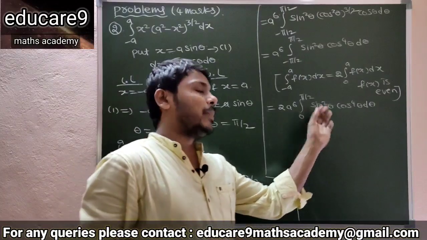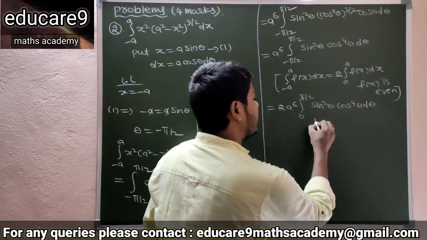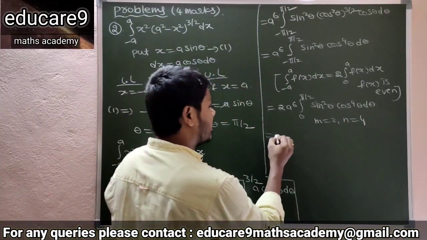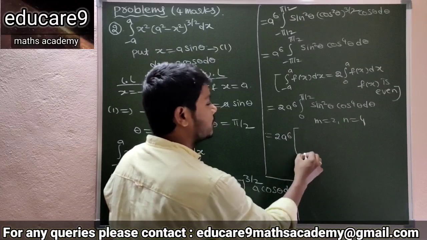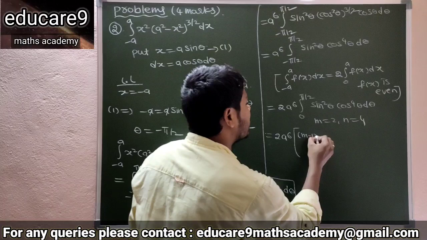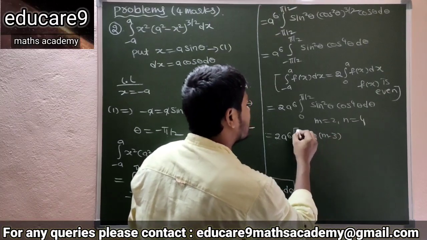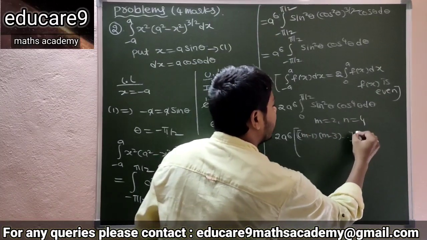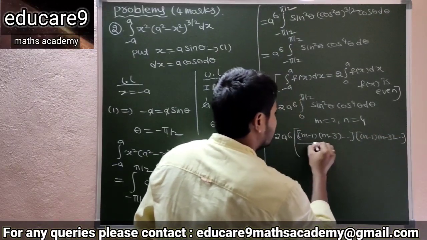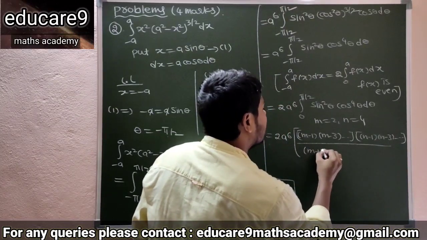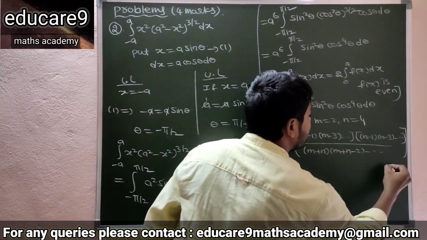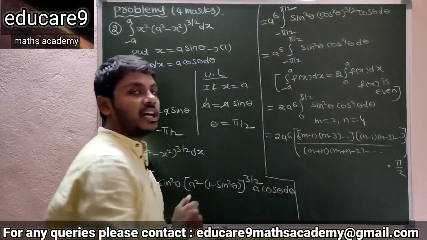So clearly here you have to apply the reduction formula. Here m is equal to 2, n is equal to 4. So therefore the reduction formula is what? 2a power 6 into, m minus 1, m minus 3 and so on, next n minus 1, n minus 3 and so on, divided by m plus n, n minus 2 and so on, into pi by 2, because both are even.